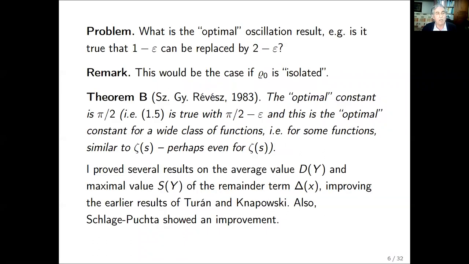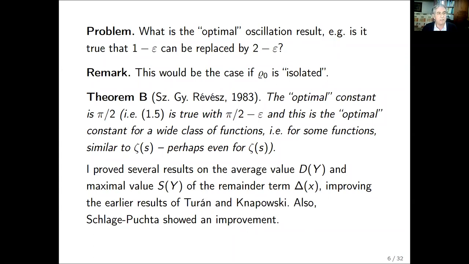Now, one remark: if we ask what the optimal oscillation result is, is it true with two minus epsilon instead of one minus epsilon? This question arises naturally because with any zero we have a conjugate zero, so there is a plausible conjecture that it should be as large as two minus epsilon. And this would be really the case if the zero rho naught would be, let's say, isolated. We don't define exactly what that means, but we can feel it up to some extent.